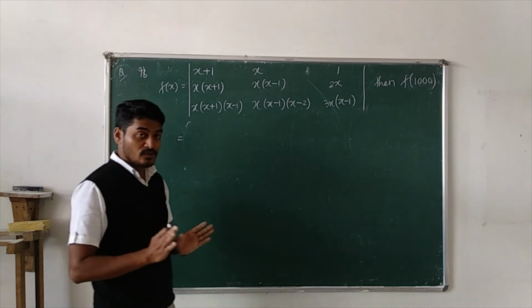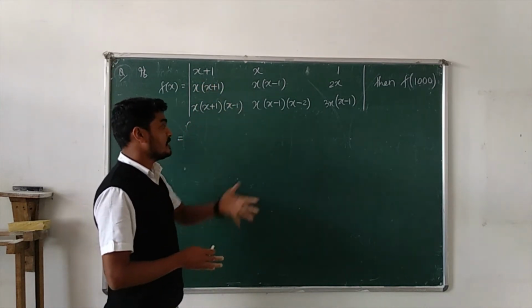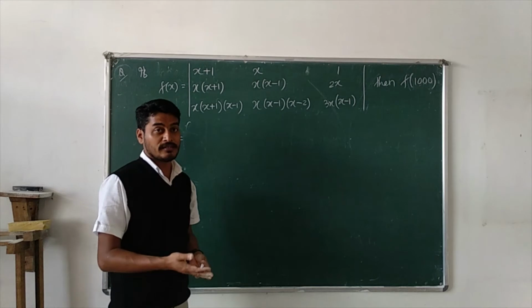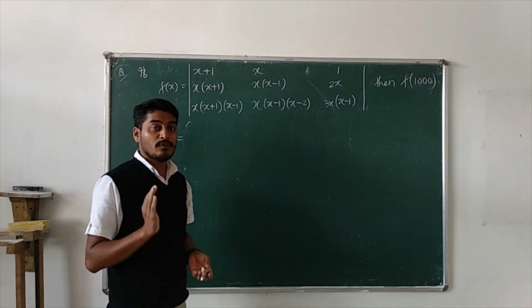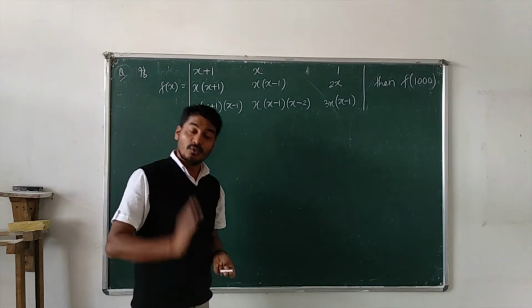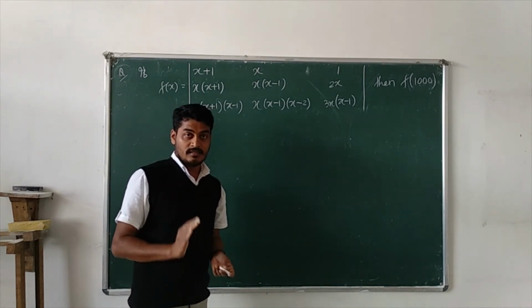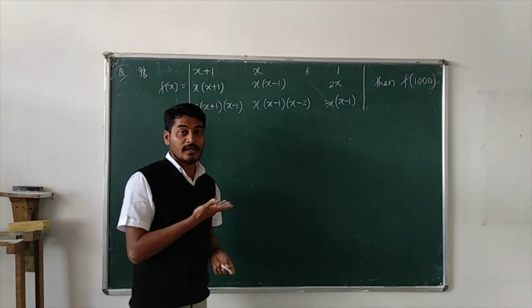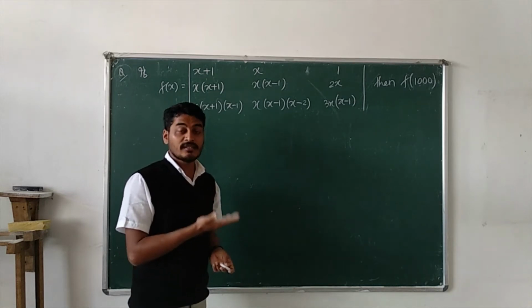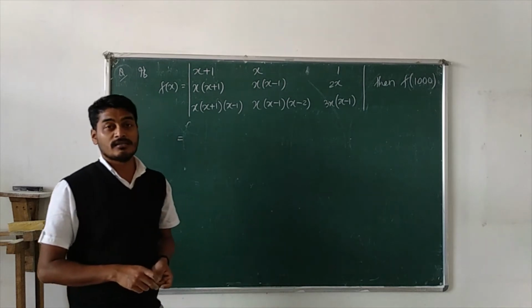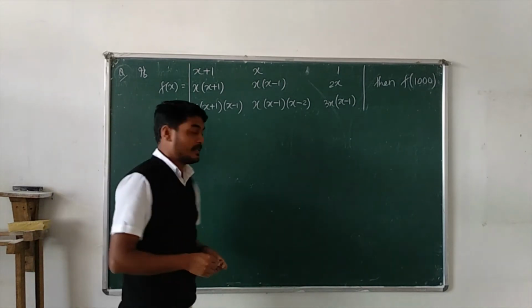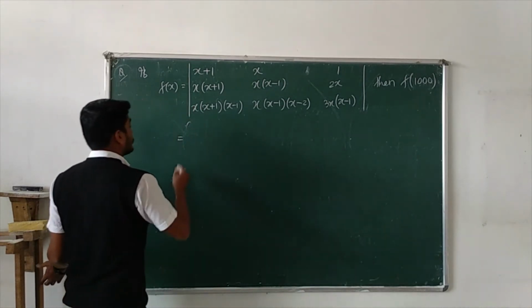Another way is also there. In place of x, you can easily put 1000 and then simplify, and you will get the value of f of 1000. But remember, as the properties of determinant are known to us, we can easily apply all those properties, simplify to the simplest form, and then put x is equal to 1000 so that we get the answer very easily. Okay, so in this way we try to put it.